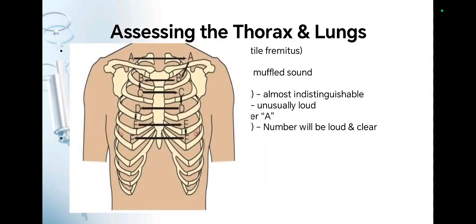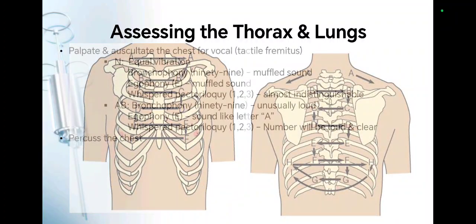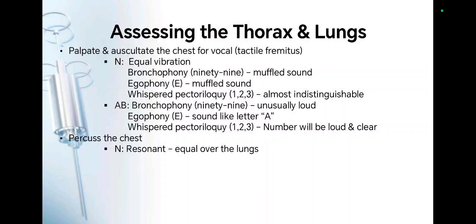Now, percuss the chest. How do we percuss? In the same manner as we do palpation and auscultation, we also do the percussion in the same pattern. Okay, so percuss the chest, normally it should be resonant, because our lungs are air-filled. Now, flatness over the scapula because it is a large bone. And dullness over the diaphragm and liver because it is a muscle or a tissue.